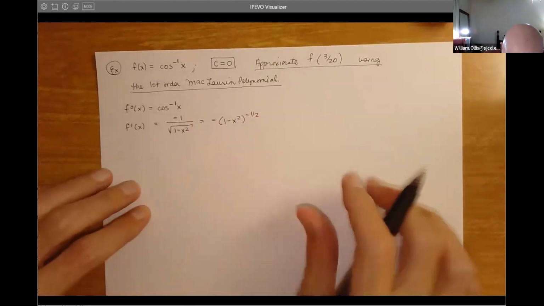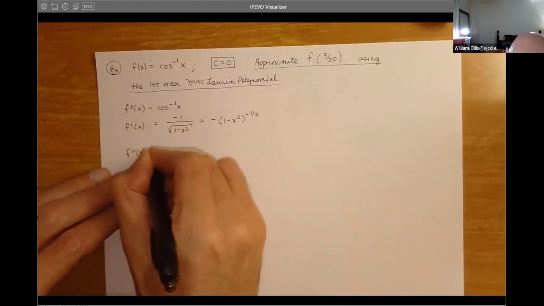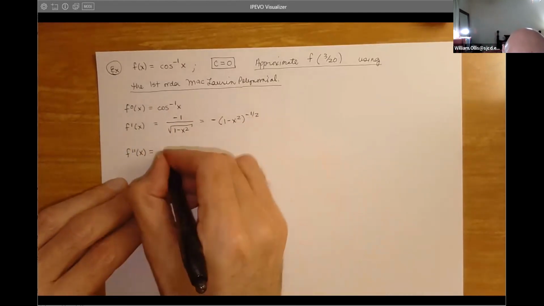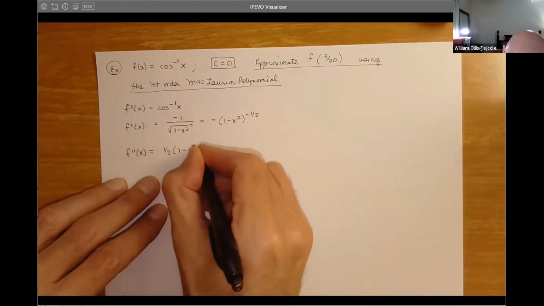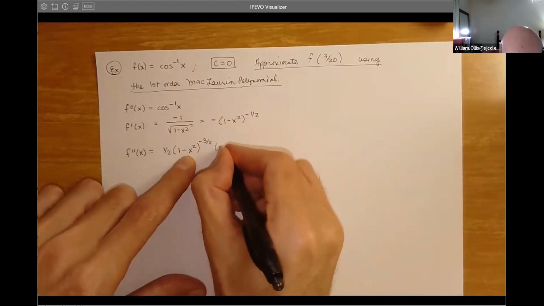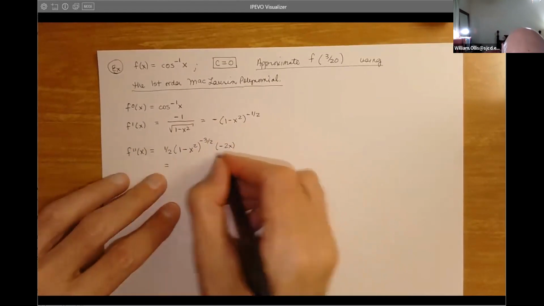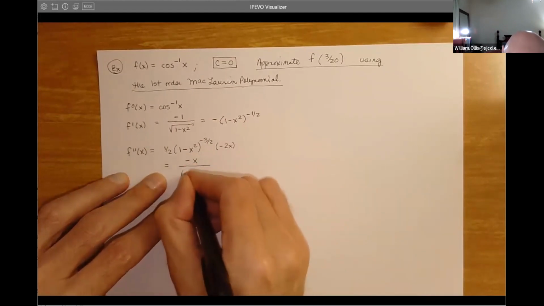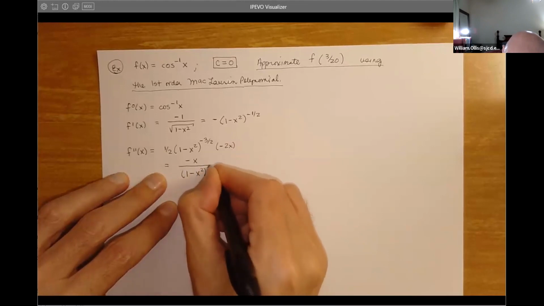Okay? And then f double prime that we're going to need for the remainder, we can just apply the chain rule. So we bring the power down, that'll be a positive 1/2, 2 negatives, 1 minus x squared to the -3/2 times the derivative of the inner function, which is -2x. So again, the 2's absorb. So this gives us a -x. Then downstairs we have 1 minus x squared to the 3/2.